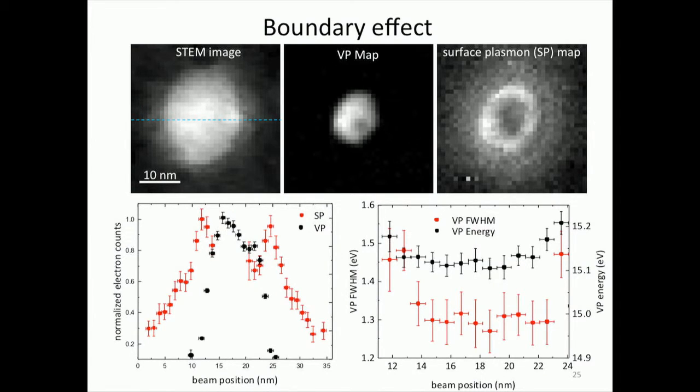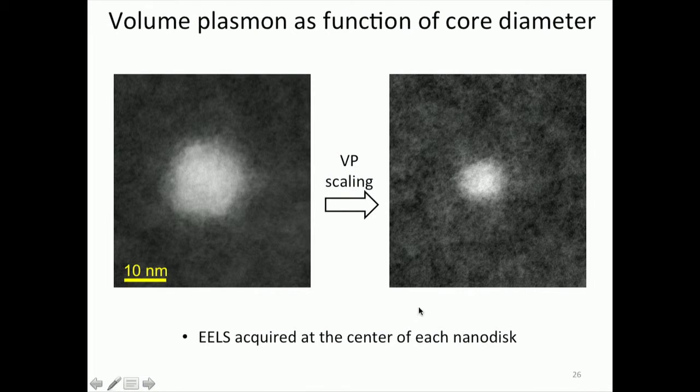So let's keep that result in mind, and now take a look at how the volume plasmon changes as a function of feature size. We changed the diameter from 18 nanometers down to about 8 nanometers, and we acquired the yield signal very close to the center of these particles.